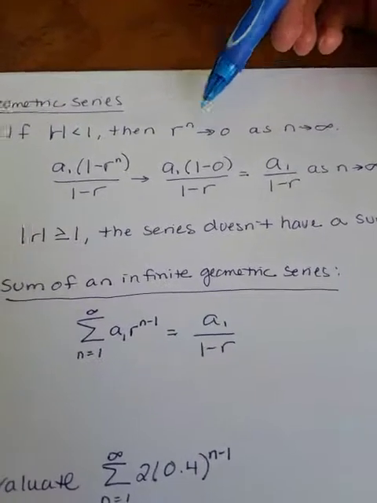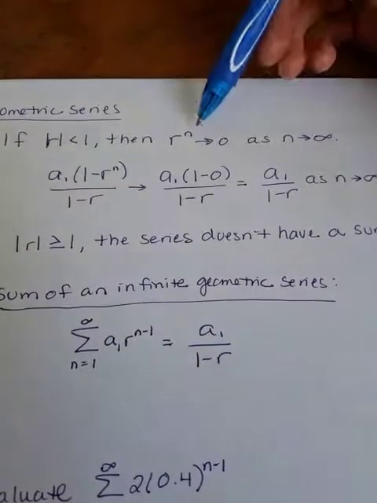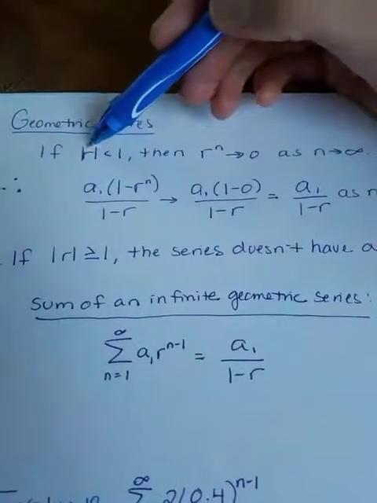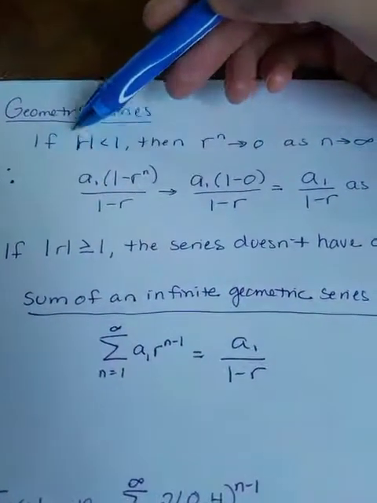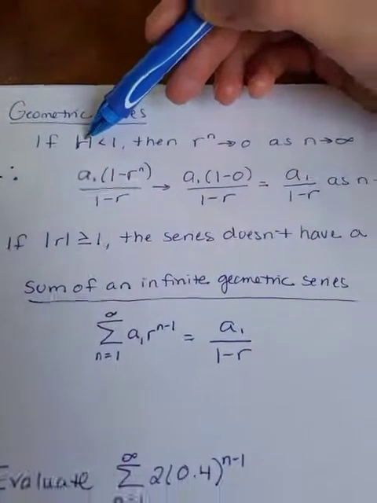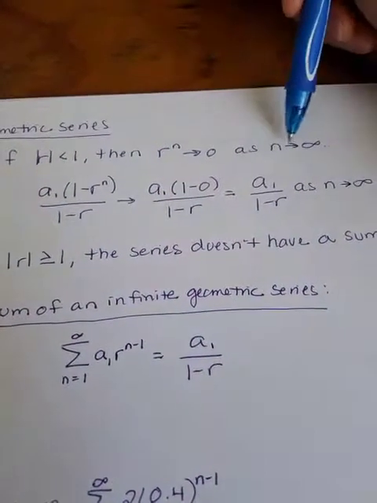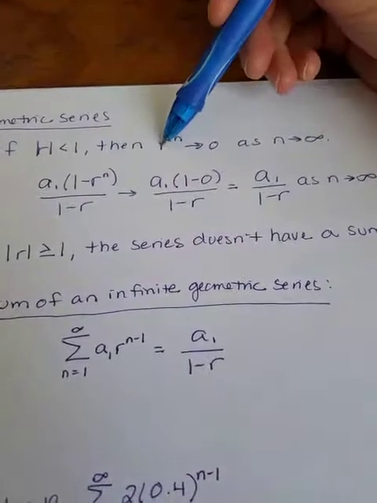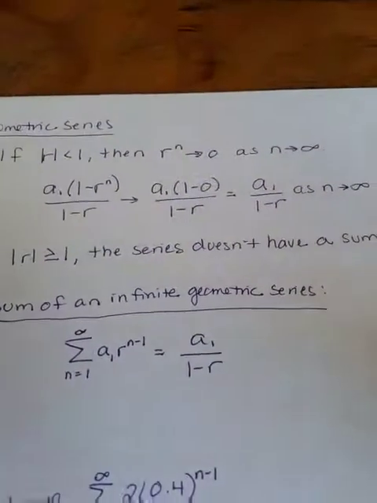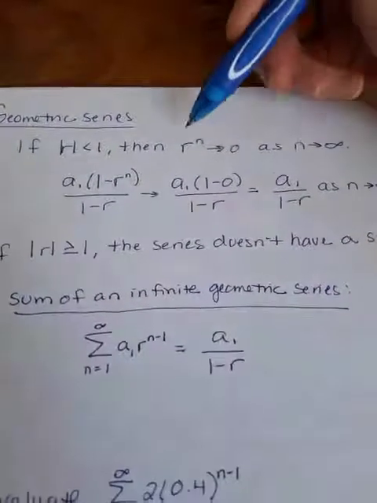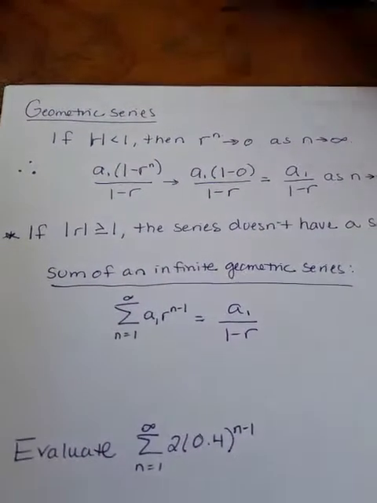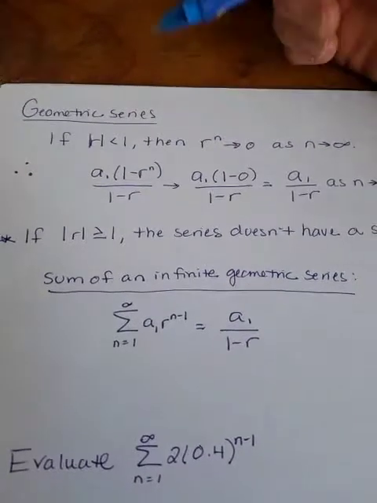As n gets bigger, as n approaches infinity, r to the n is going to get closer and closer to 0. Why? Because you're really looking at a proper fraction when the absolute value of r is less than 1. As n is getting really big, if you keep raising r to some exponent, that exponent is going to make the fraction smaller and smaller, making r to the n closer to 0. You're like, why do I care about that? Well, because it has to do with the next topic.